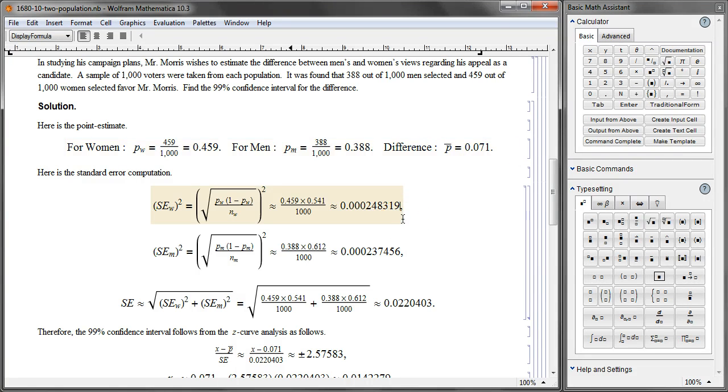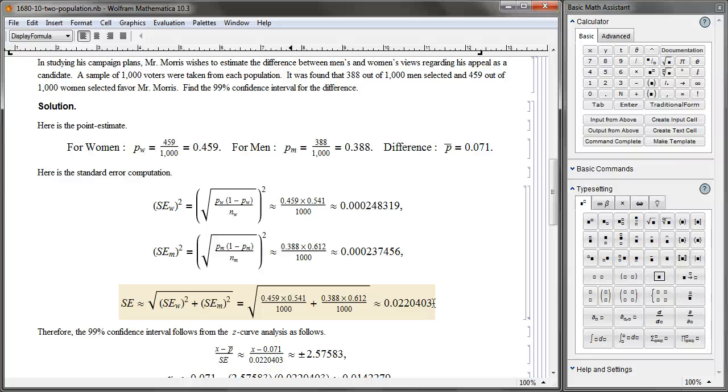Here we go. This is a standard error computation for women. P times 1 minus P over N, or square root of that, and square again. We have that. And this is standard error computation for men. P 1 minus P over N, square root and then square cancel out. So we have that one. So we have this. Add them together and take square root, and we have this result. So that is a standard error.